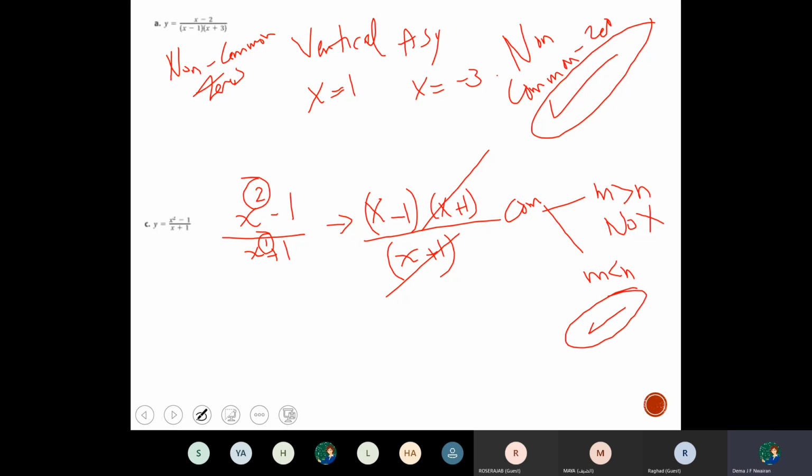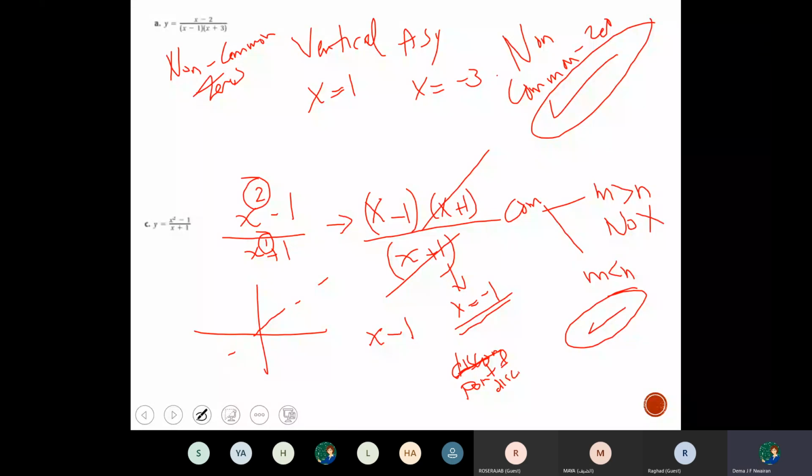So back here, m is greater than n. As you see here, we say that the function will be x minus 1. And I will draw it now as a linear function, but at point x equal -1, we have a discontinuity. Oh, sorry, I will name it as a point of discontinuity. Okay.